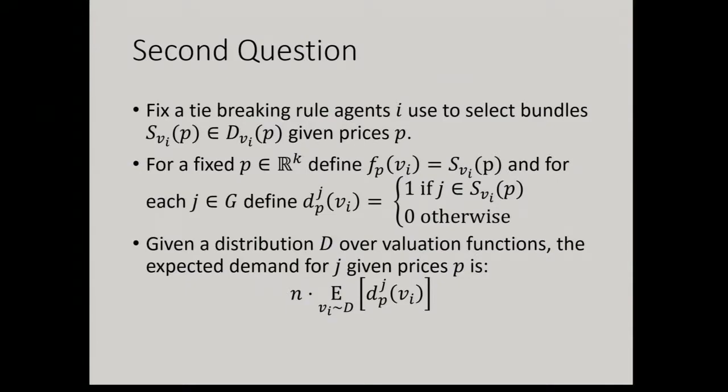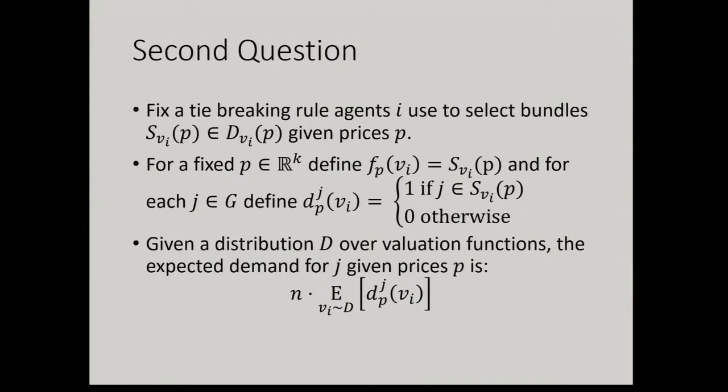Fix some tie-breaking rule. It can be arbitrary, but fix a tie-breaking rule that the players are going to use, and maybe it can even be different for every player, to select bundles in their demand set when their demand set is not unique. And I just want to give a name to the bundle that buyer I will select facing prices P according to this tie-breaking rule, which bundle in the demand set he'll buy. Sorry, that's a deterministic thing over there? Let's say it's deterministic. Nothing particularly changes if it's a randomized rule. But let's say it's deterministic.